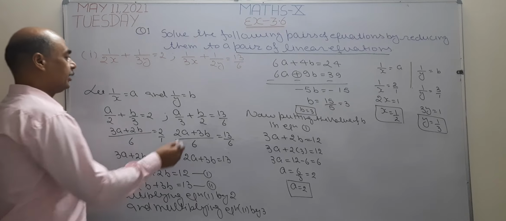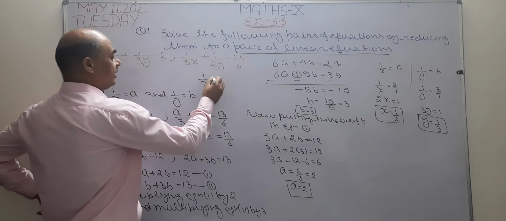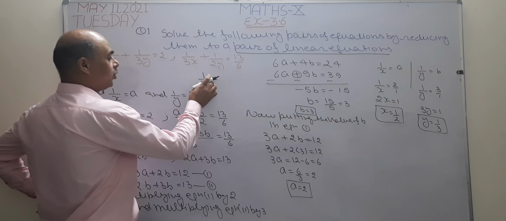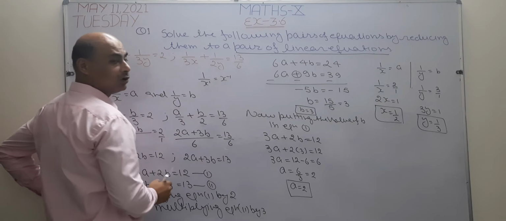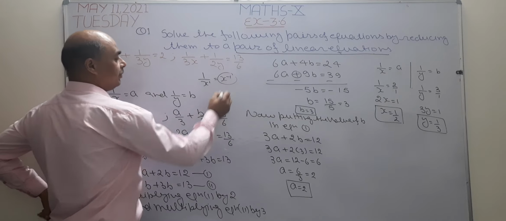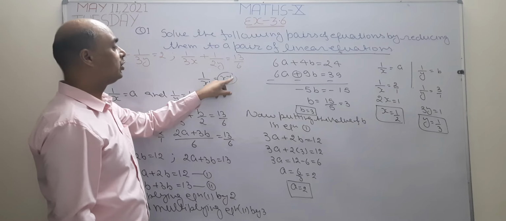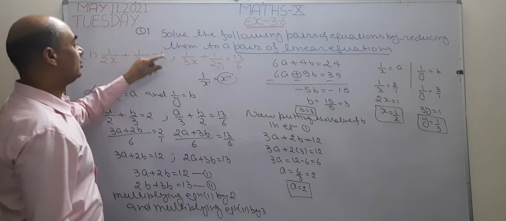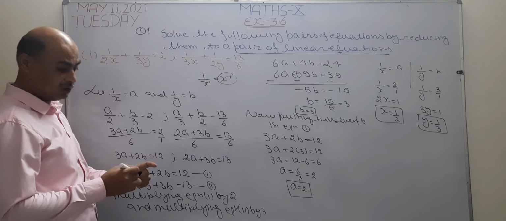Now see, I write here 1 by x. When I take this variable from the denominator to the numerator, its power becomes negative. Now tell me, is it a linear equation? No, this is not a linear equation. So we have to reduce this pair to a linear equation. After reducing them to a linear equation, we have to suppose.